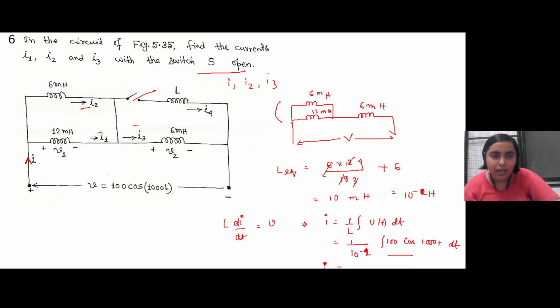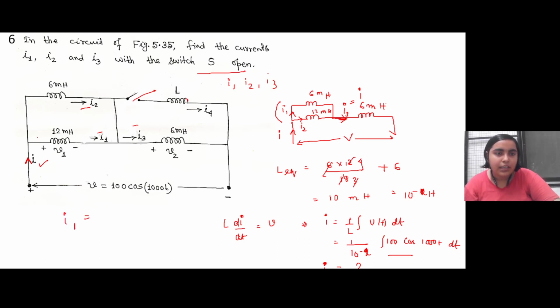Once you have this current, to calculate I1 and I2, this particular current will flow and get divided into I1 and I2, and again here it will add up, that is I1 plus I2. The current I that is flowing through this will also flow through this 6 millihenry inductor, so I3 will be equal to I. Now you can find I from here, right? So once you find out I, what will be I1?